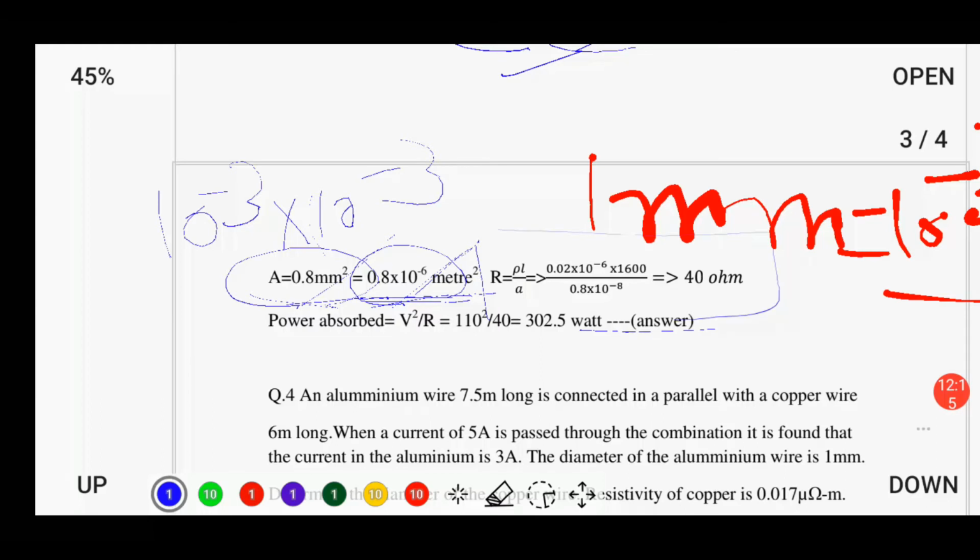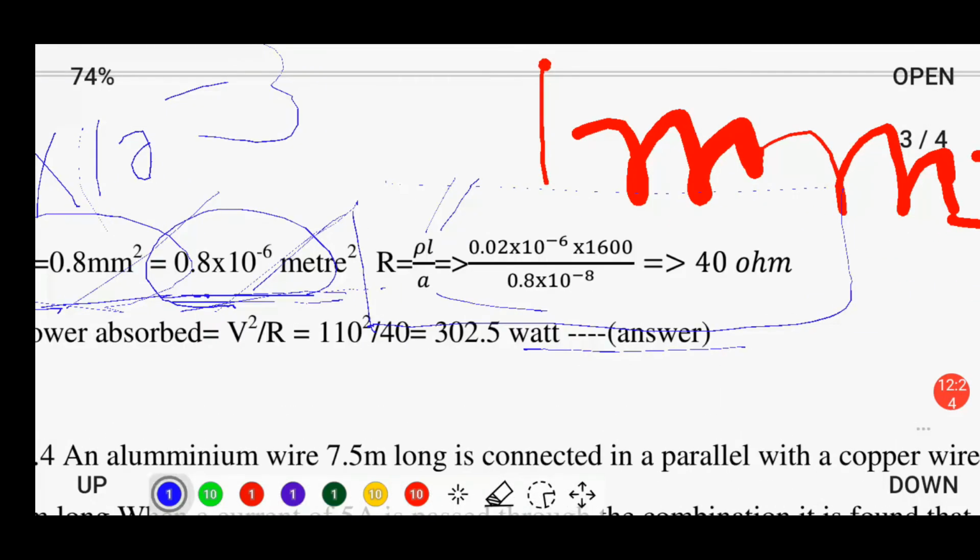Now we will calculate the resistance using the specific resistivity, length of the conductor and area of cross section. Here the specific resistivity of the copper wire is 0.02 into 10 to the power minus 6 meter. 1600 is the length of the total copper wire, and the area of the cross section is equal to 0.8 into 10 to the power minus 6.